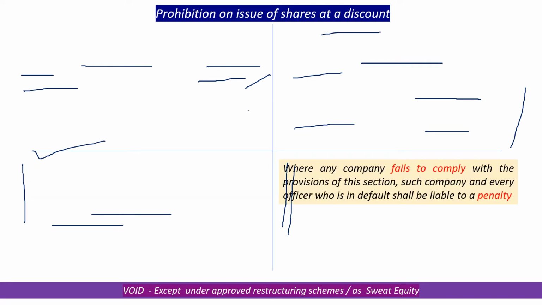To revisit the whole thing, there is a penalty, because anything against this section is an offense and every officer in default shall be liable, and the penalty is quantified. We have to be more worried about ensuring compliance, while being aware of the penalty which is attracted.